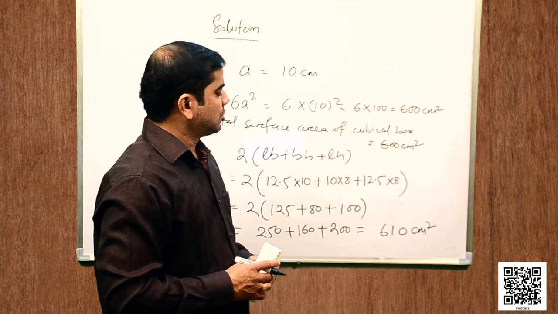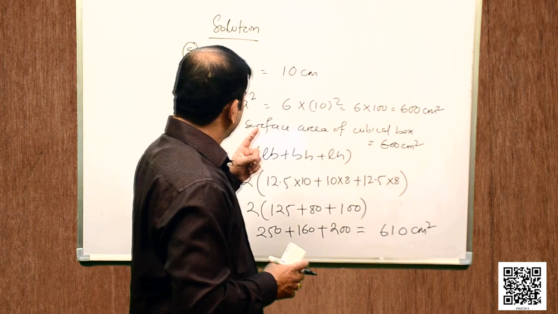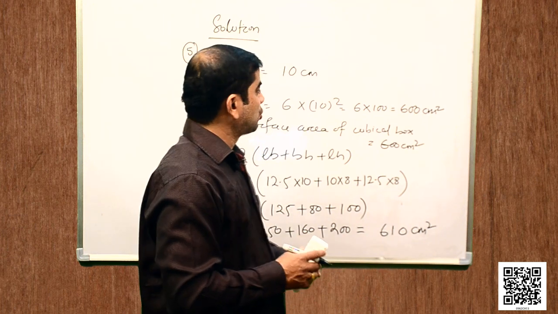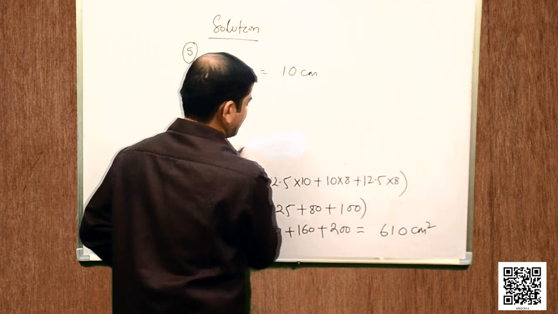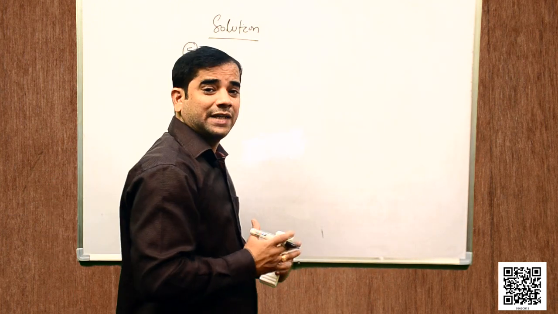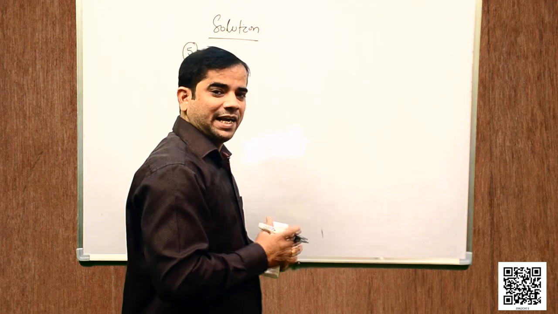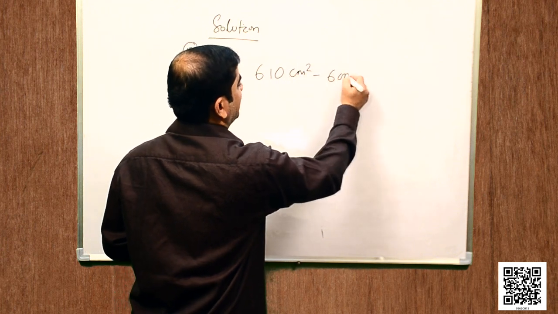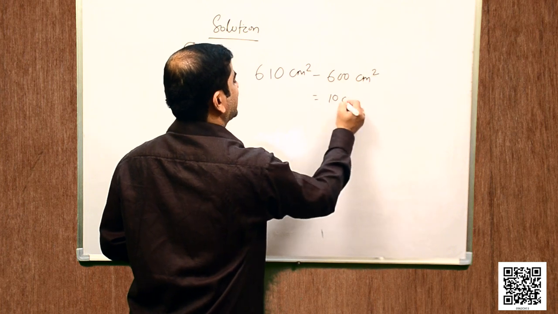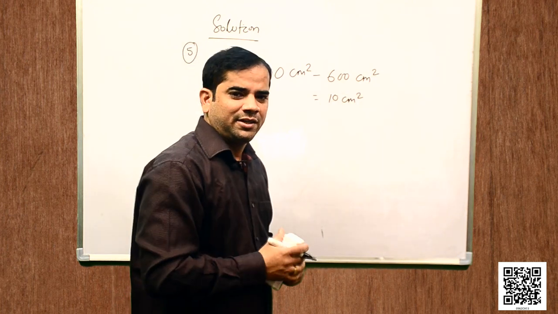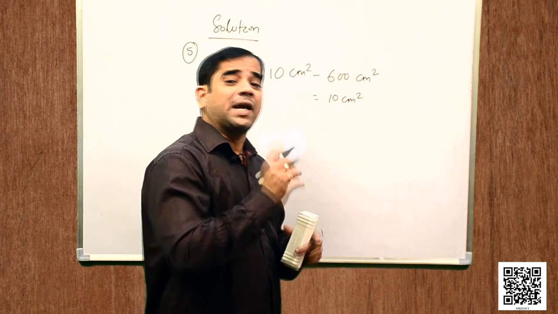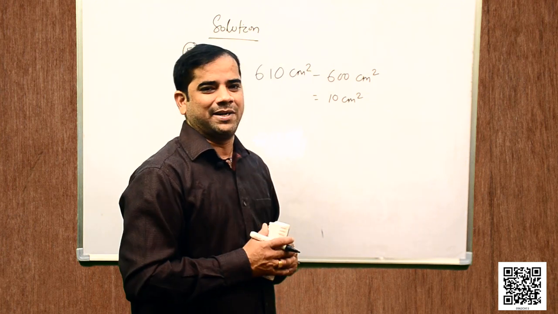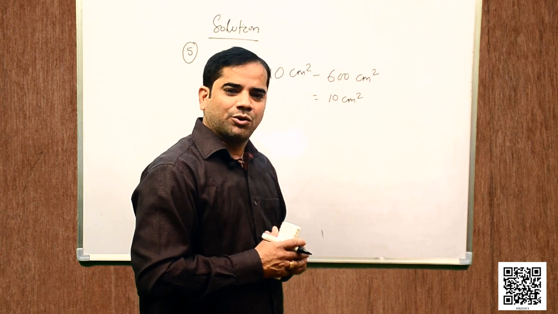So, it is clearly visible that the cuboidal box has the greater total surface area. So, what is the difference? Students, the difference between the two total surface areas is 610 centimeter square minus 600 centimeter square, that is 10 centimeter square. So, as per the question, the total surface area of the cubical box is smaller than the total surface area of the cuboidal box by 10 centimeter square. Hope you understood the solution of the question.